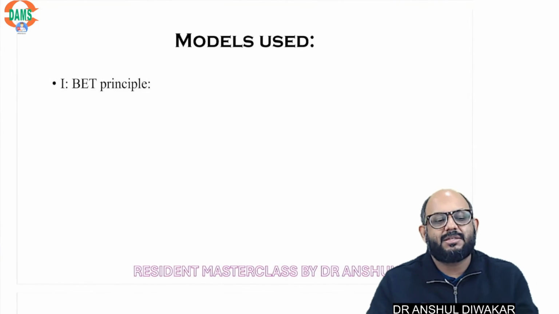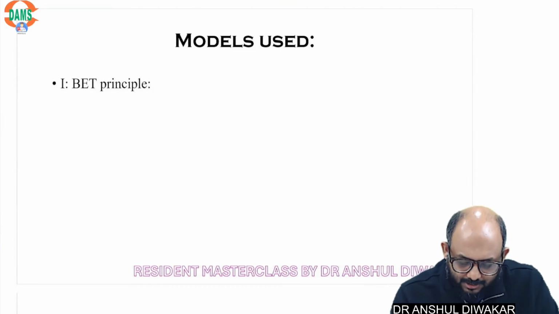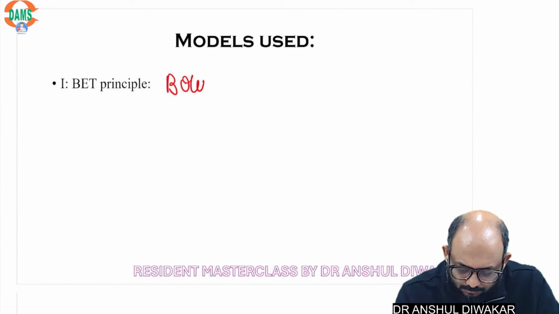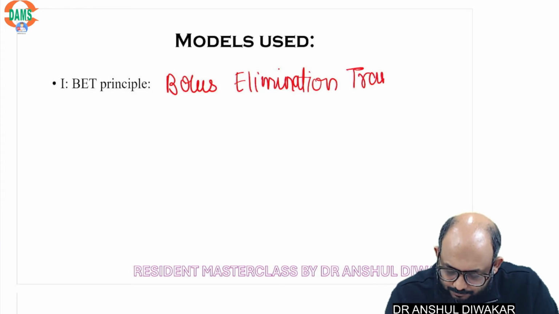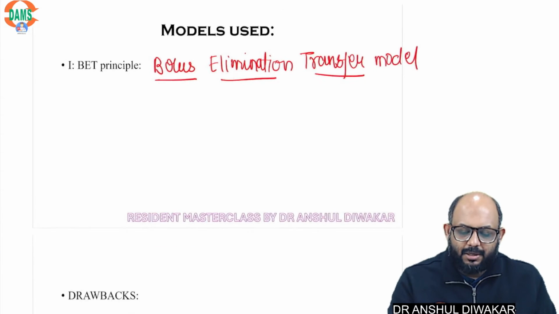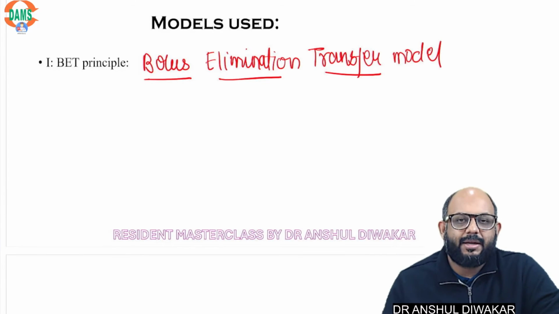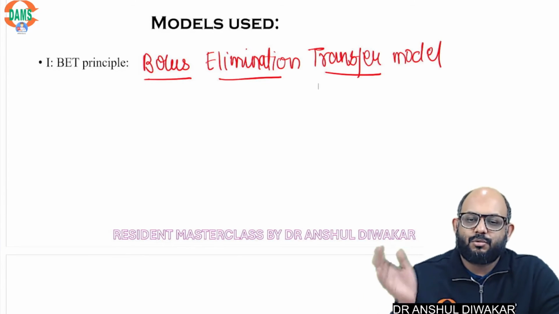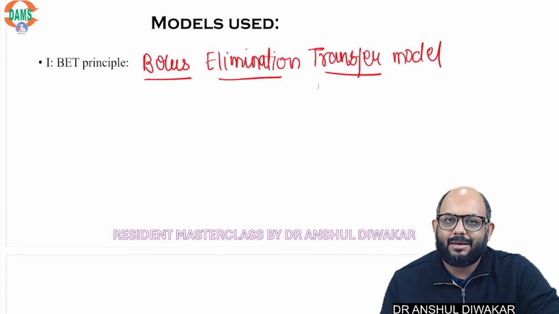Now let's talk about these models. This was the first model that was used, which was a very simple model called the Bolus Elimination Transfer model, the BET model. It soon went out of vogue, but this was one of the simplified aspects of doing things which we do every day. We give a bolus. The bolus dose will go and achieve an adequate level in the plasma, which will eventually reach an adequate level in the effect site.